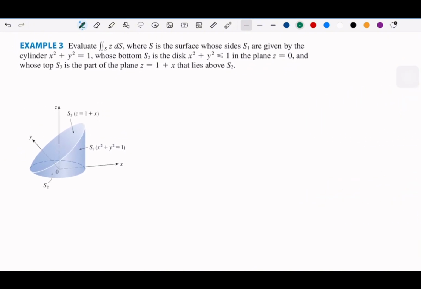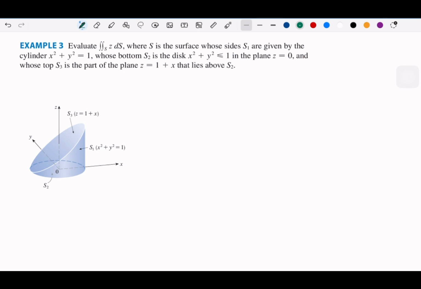So let's say we have this surface that we have: S1, S2, and S3. They are all surfaces. Okay, so S2 will be the projection on the XY plane. S1 is the surface on the sides. And then S3 will be the surface on the top, if you could see it from the picture.